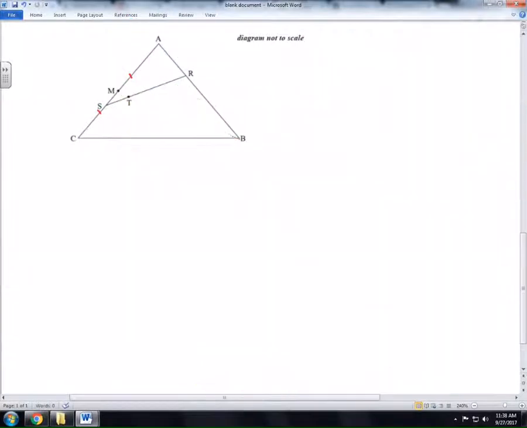Now we finally get to the meat of the problem, the thing that we're supposed to do, and what we're supposed to do is prove that T is on BM. The hardest thing for this problem is to get started. Where are you supposed to start? And the only thing I can think of is to try to use some of those segments and vectors that they asked us to find or express in terms of A, B, and C earlier, and just see what happens.